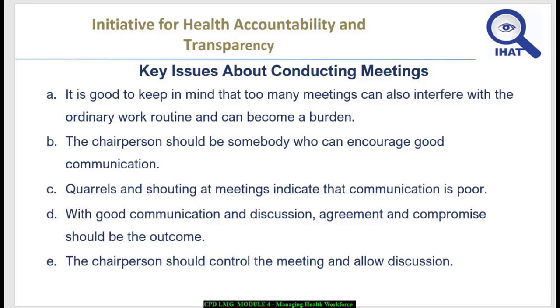There are some key issues about conducting meetings. It is good to keep in mind that too many meetings can interfere with the ordinary work routine and can become a huge burden. The chairperson should be somebody who can encourage good communication. Quarrels and shoutings at meetings should not be allowed because they indicate that communication is poor. With good communication and discussion, agreement and compromise should be the outcome. The chairperson should control the meeting and allow effective discussion.